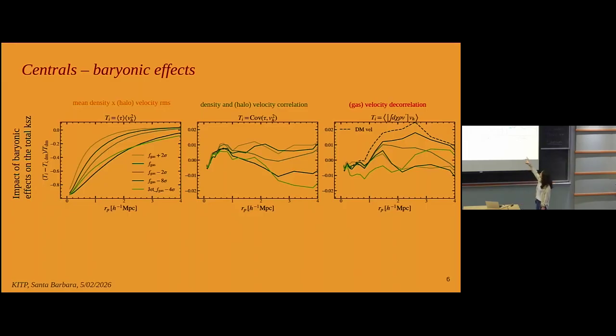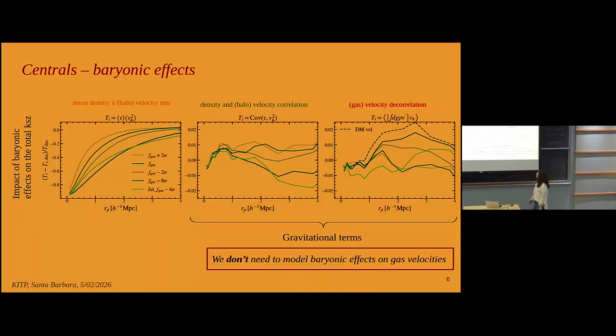In the other two terms, even if they are big, they can be even up to 50%, the baryonic effects are very small, under a few percent. This tells you, basically what I was saying before, these are really gravitational terms, arising from the nonlinear gravity, and they don't really care so much about what baryons are doing. A thing that I think is nice from here is that we don't need to model the baryonic effects on velocities. Even though they are large, they don't show up in the stacked kSZ. So this is nice, because we don't have to complicate our models more.